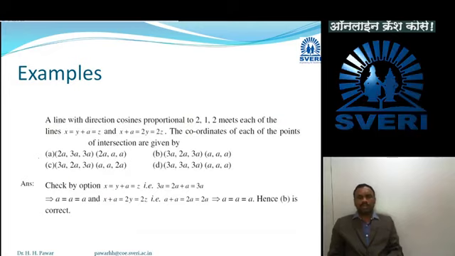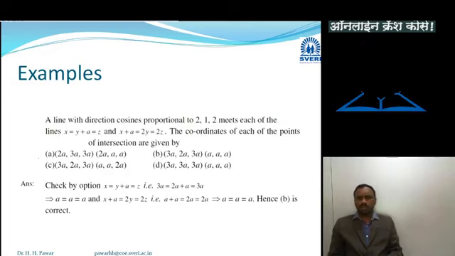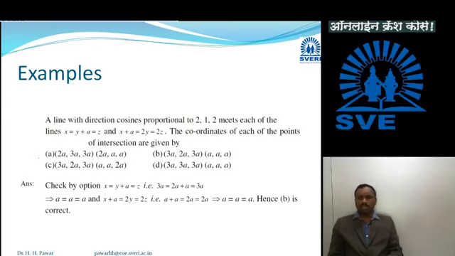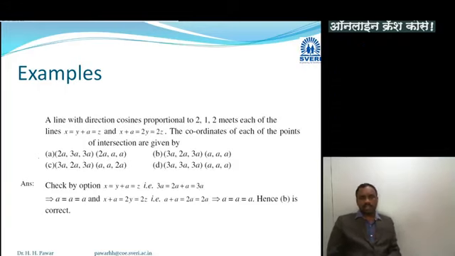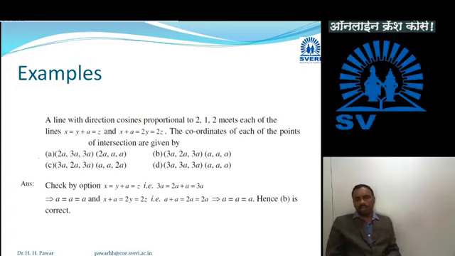Next, a line with direction cosines proportional to 2, 1, 2 meets each of the lines x equal to y plus a equal to z and x plus a equal to 2y equal to 2z. The coordinates of each of the points of intersection are given by: option A, 2a, 3a, 3a; option B, 2a, a, 3a; 2a, 3a, a. Then C option is 3a, 2a, 3a, and the last one is a, 2a, 3a, a, 3a, 3a, 3a.